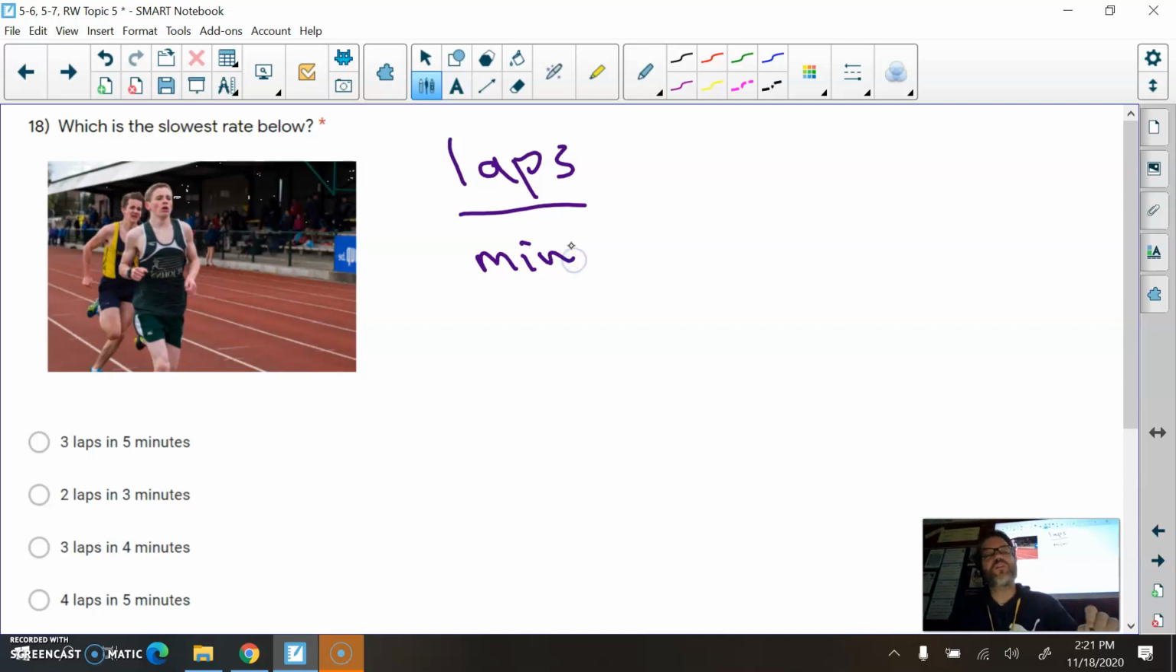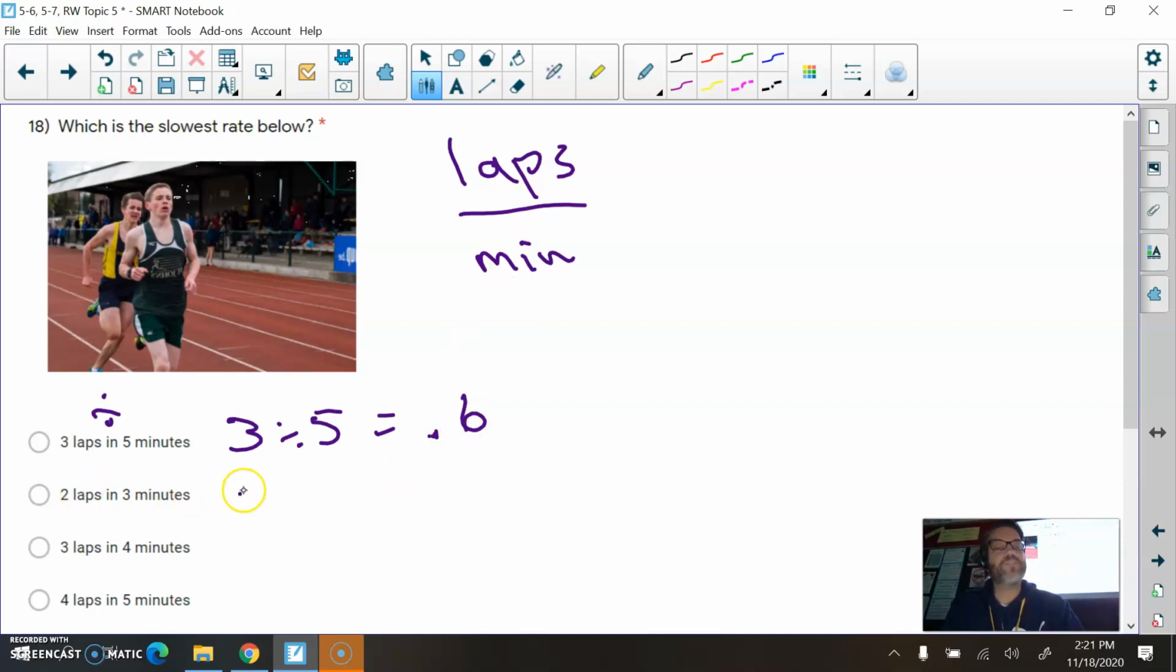Have you noticed how when you have time measurements, the time is always in the bottom of your ratio? We have laps per minute here. If you want to compare these, you can divide the laps by the minute. You can see in the ratio, the fraction bar always means divide. So we can divide 3 by 5. 3 divided by 5, and you can use a calculator for this, equals 0.6. So that's 6/10 of a lap per minute.